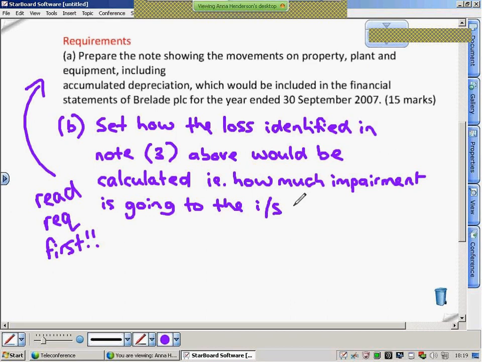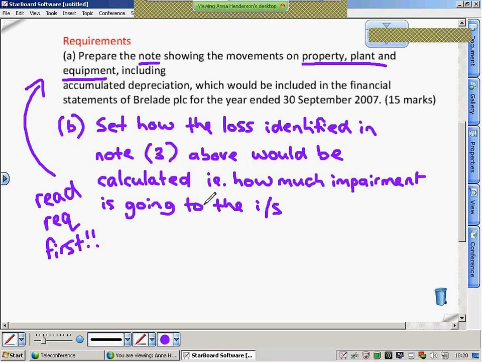Hopefully you've written this down now, and we've read that we're going to have to prepare a note for PPE. So in our mind, we're starting to develop that expectation. We also know that we're going to have to deal with some form of impairment. As we go through the question now, we are considering throughout what sort of things are in here, how that's going to impact the property, plant and equipment note, but also how that's going to impact the overall impairment that we are dealing with.